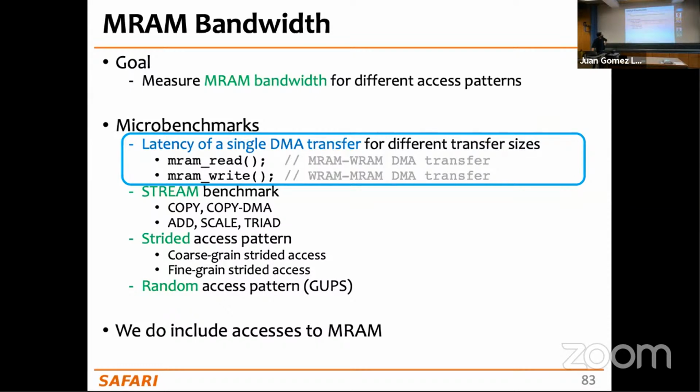So yeah, first thing that we measure is the latency of a single DMA transfer, because this is going to be pretty useful to reason about the bandwidth results that we measure with different access patterns. First of all, a stream benchmark again, but now not to WRAM, but to MRAM, and then strided and random access patterns. You for sure know what's a random access pattern. A strided pattern is when two consecutive accesses are, let's say, regular, but always at a certain distance, and we call this distance the stride.